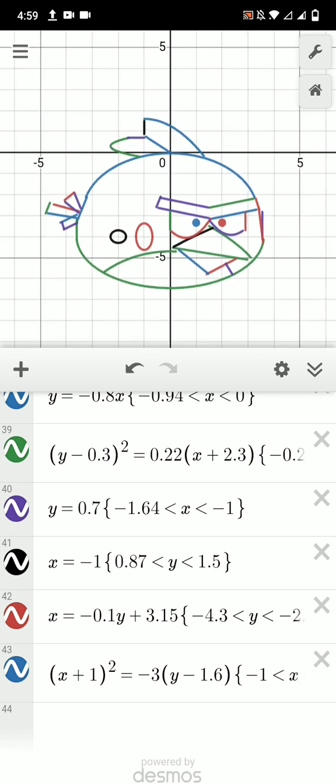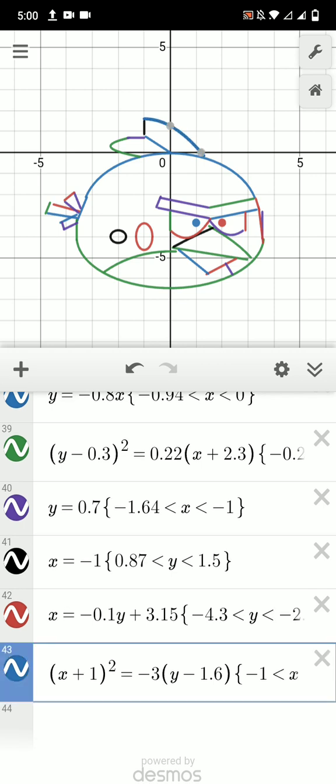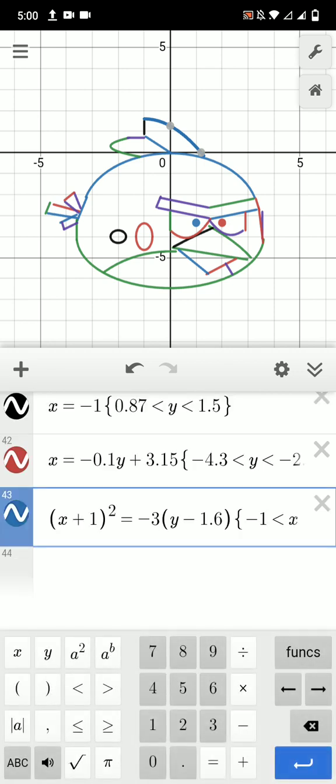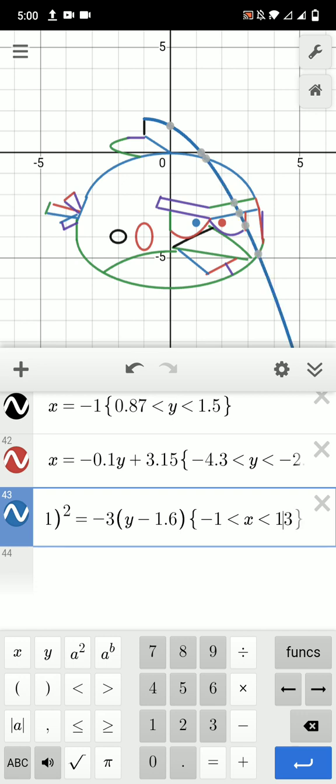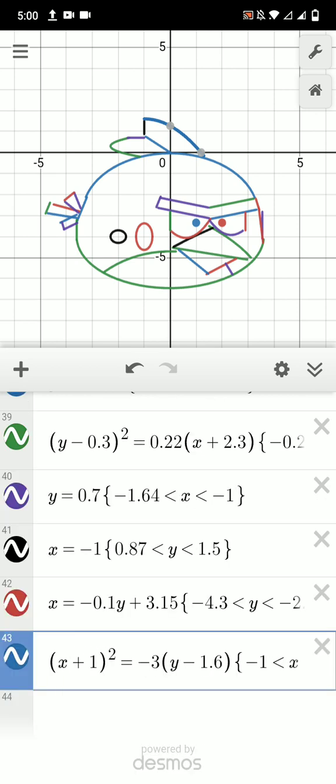So now I will be showing you the different functions I used in creating my function art, the Angry Bird. Let's start with its hair. The function (x + 1)^2 = -3(y - 1.6), with the domain of x greater than -1 but less than 1.3, represents the hair of this Angry Bird.